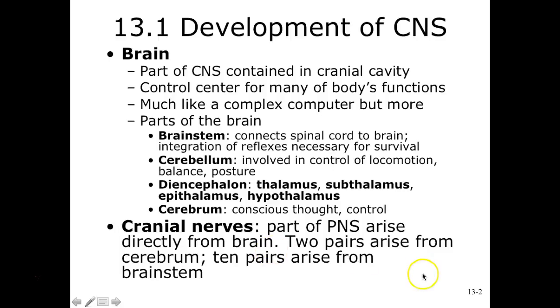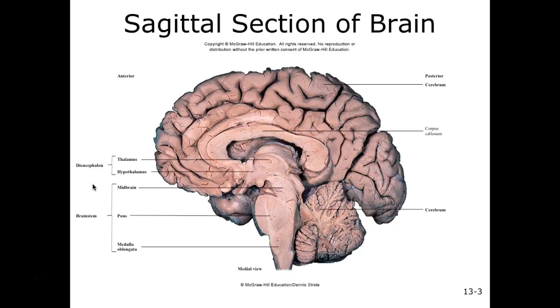So our cranial nerves, even though they come off of the brain, are really a part of our peripheral nervous system because they're moving toward the outside. And we have two pairs that are going to arise from the cerebrum. The rest of these cranial nerves, the 10 pairs, are going to arise from the brainstem. So that means we have 12 pairs of cranial nerves. But let's talk about the brain first.